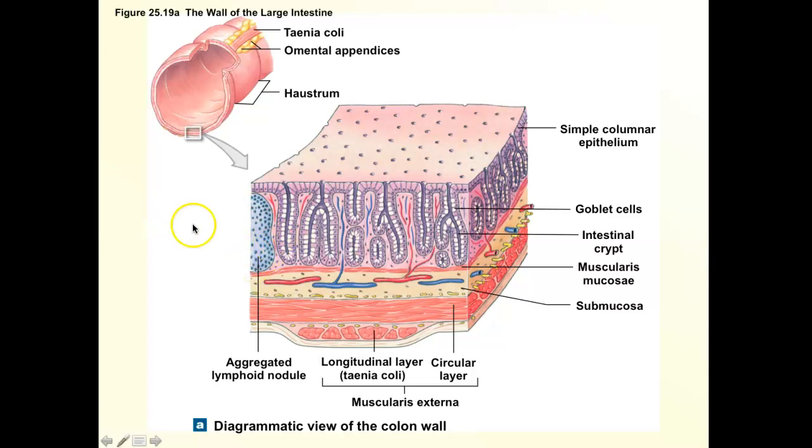And there's nothing to increase surface area, right? There's no plica, there's no villi, there's no microvilli, because we're done increasing surface area. That's the job of the small intestine. We're done absorbing nutrients. We're just taking in water. And the last thing to notice here is this specialized outer longitudinal layer that's now called the taenia coli.